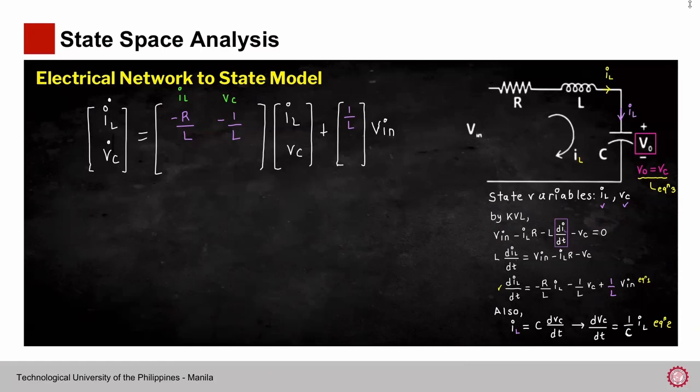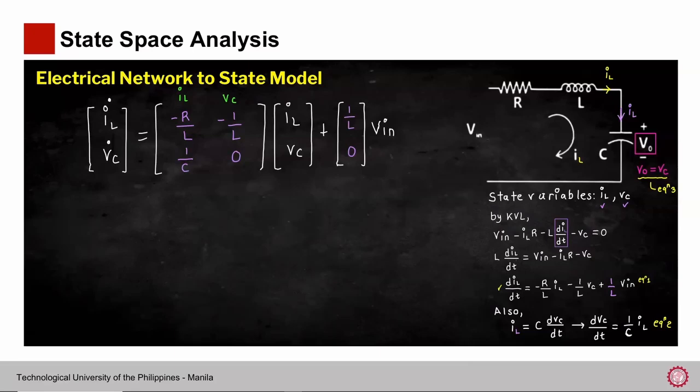So, you just write 1 over C here. Okay? Now, is there a VC component there? Nothing. So this is 0. Okay, is there a V in component there? Nothing. So this is 0 as well. And therefore, this is our state equation. So this is nothing but our state equation. Did you get it? Yes, yes sir. All right. Okay?